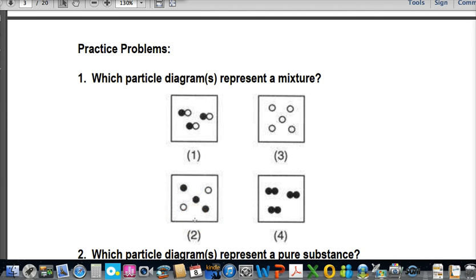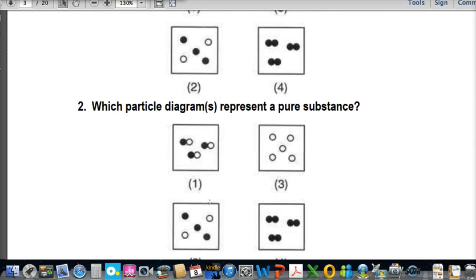Remember, mixtures can be two or more elements, two or more compounds, or it can be a combination of elements and compounds. And this, number 4, is similar to number 3. It's an element. It's just a diatomic element, so it is not a mixture. So only number 2 is a mixture in this particular case.